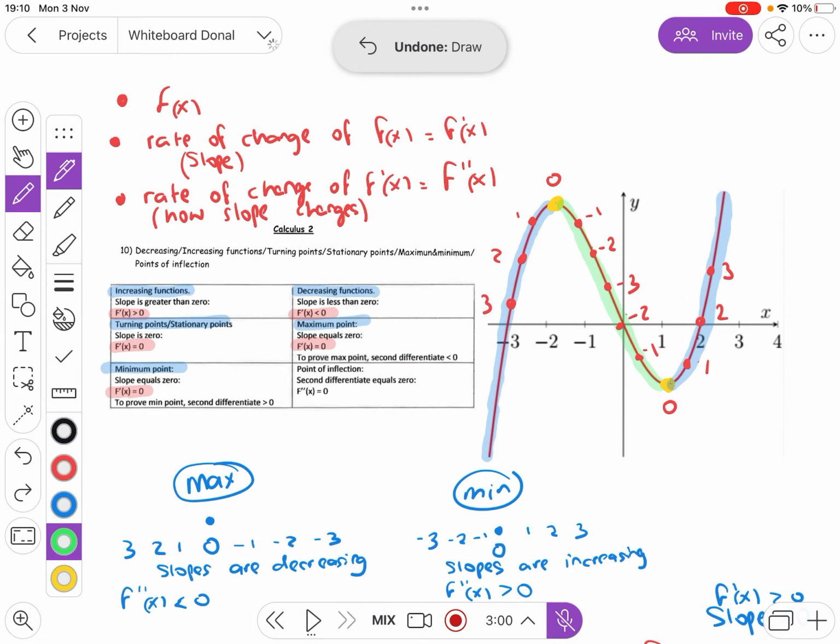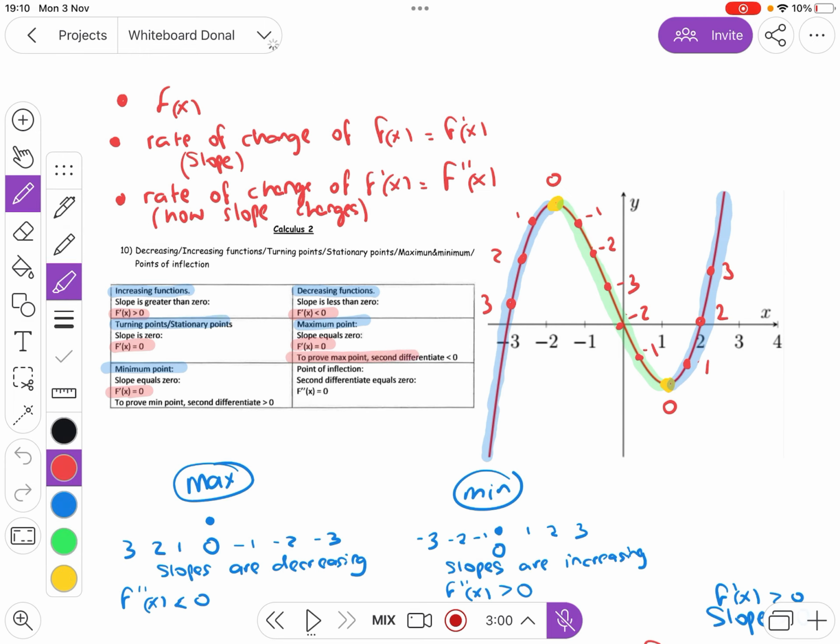So to prove whether something is a maximum point, the second differentiate is less than 0. And that's where I'm getting this from here.